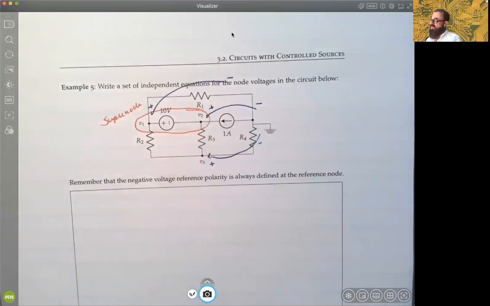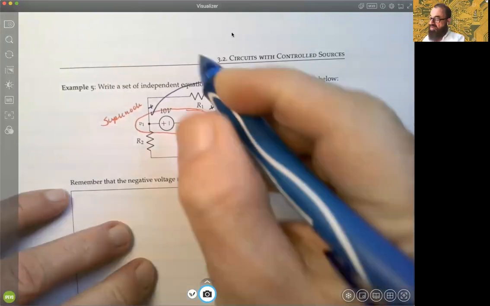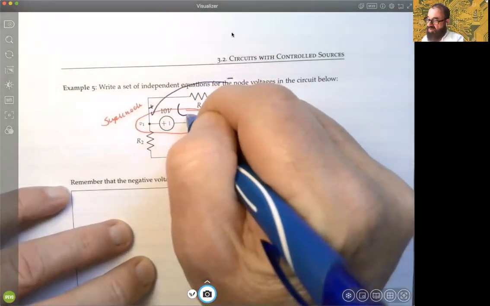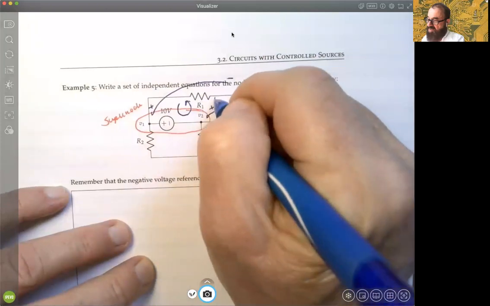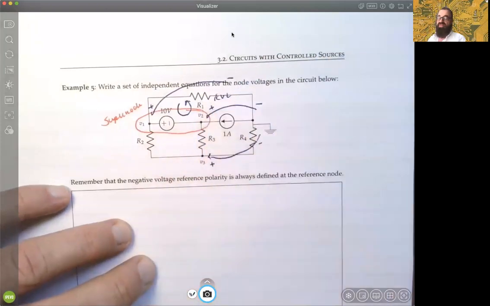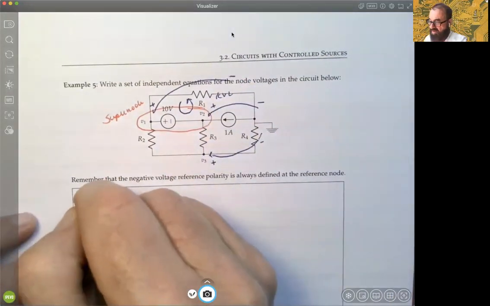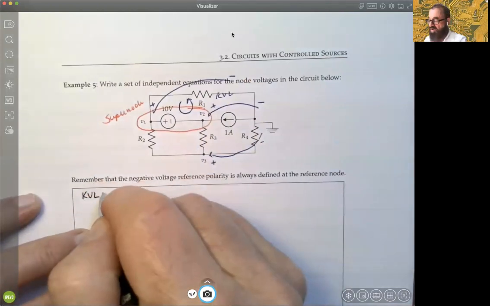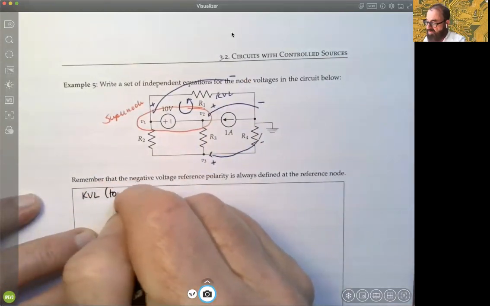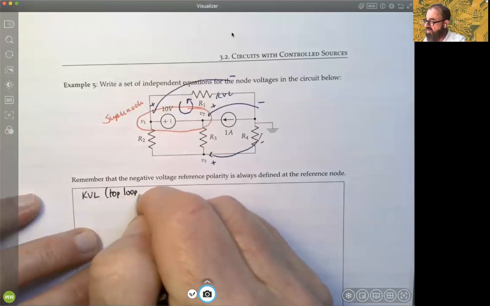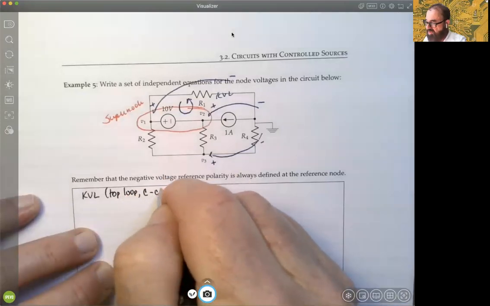So let's do a KVL loop, and let's just do a KVL loop counterclockwise just to be different. So we're gonna go counterclockwise. Let's do it on the top. So we're doing KVL on the top loop here, and see what equations we can get for our nodal voltages that way. Again, top loop, counterclockwise. Okay.